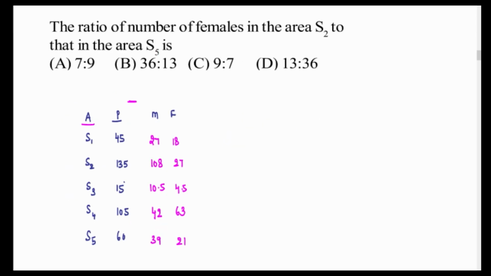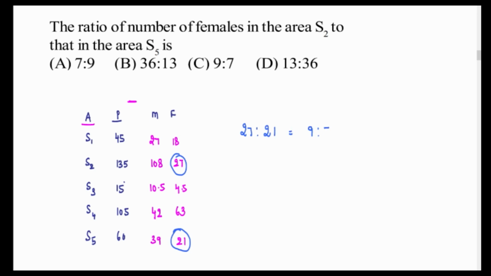The ratio of number of females in the area S2 to that in the area S5 is. So look, we already have the data with us. Therefore, it is very simple for us to look at S2 and S5. Look at female in S2, it is 27, and look at the female in S5, it is 21. Therefore, the ratio is 27 is to 21. Cancel it in the 3 table.